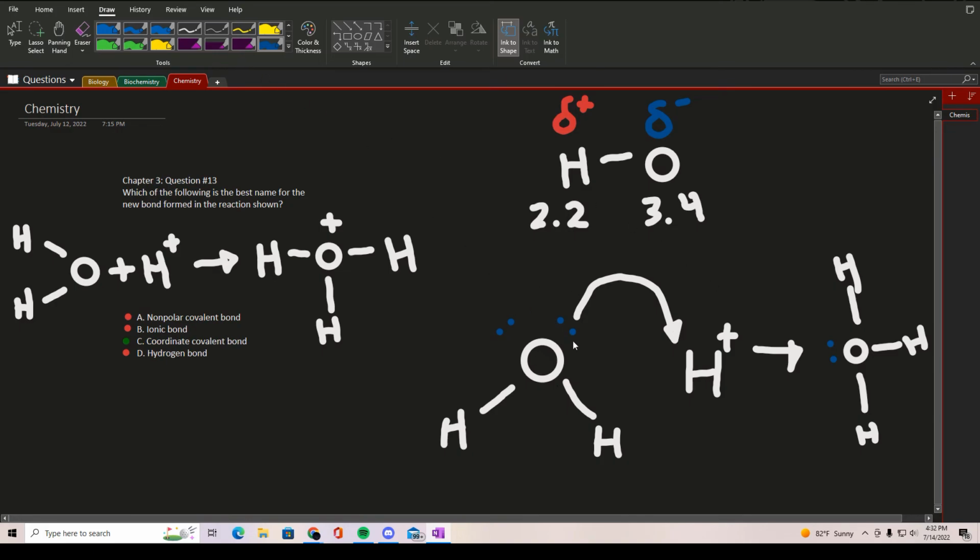And the fact that water is using its own pair of electrons to form this bond means that this is a coordinate covalent bond. Hydrogen is not using any of its electrons to form this bond. It's not contributing any electrons to the new bond being formed because it has no electrons. Remember, hydrogen ions are simply just protons, just a single proton. So this hydrogen ion is lacking electrons. And so this is why it's a coordinate covalent bond.